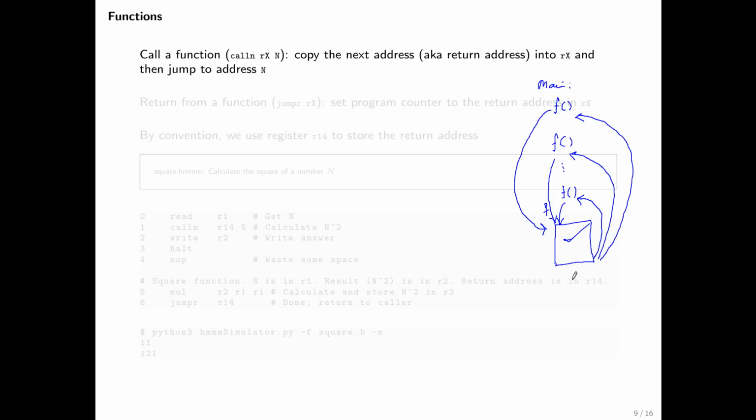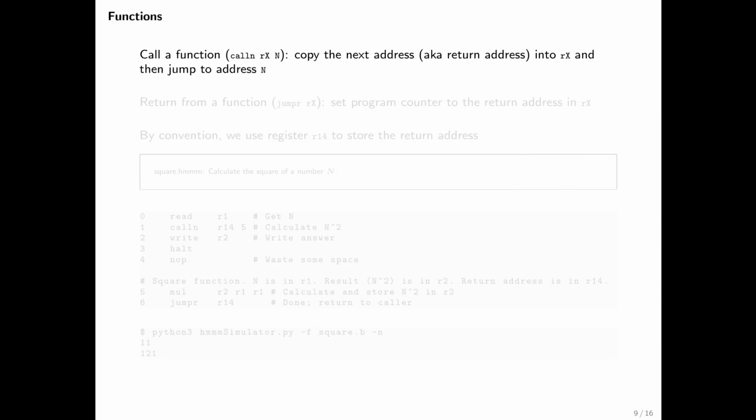If you need the same functionality over and over again in a program, you simply define that functionality as a function, and you simply call that function when that functionality is needed. Okay. So how do we work with functions in HMMM? Well, you make use of a couple of instructions. The first instruction that you need is the call-n instruction. Okay, so call-n has two inputs. It specifies a register number, and it also specifies an instruction number.